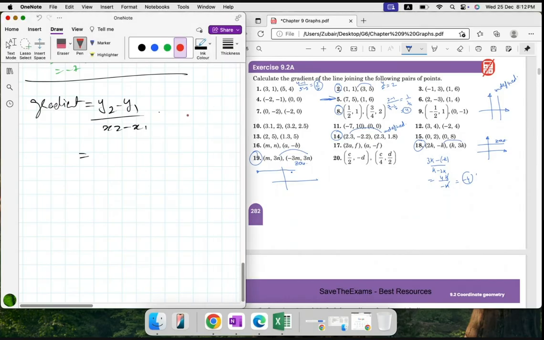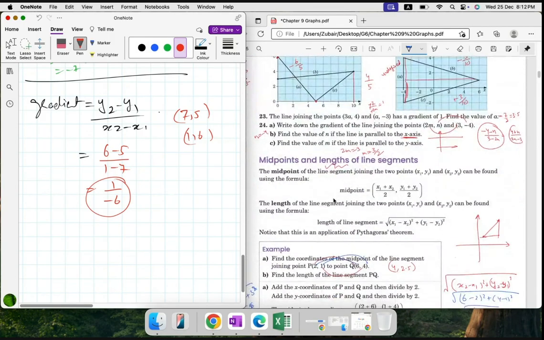In that, the coordinates are given: 7 comma 5 and the second coordinate is 1 comma 6. So y2 minus y1 over x2 minus x1. 6 minus 5 is 1. 1 minus 7 is minus 6. So this is our gradient.